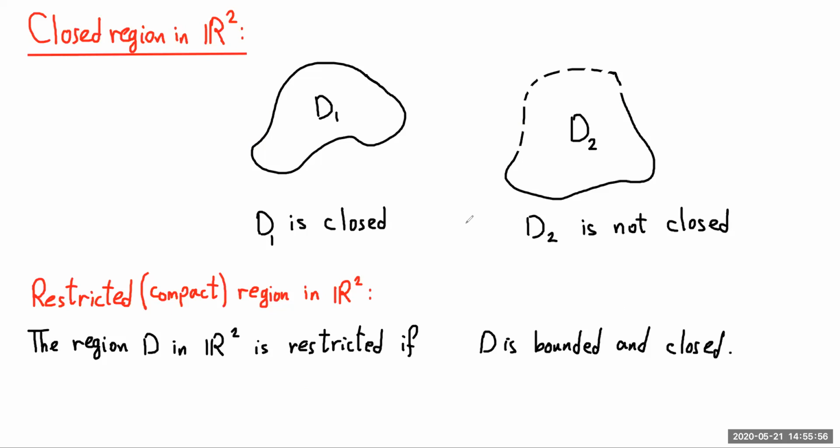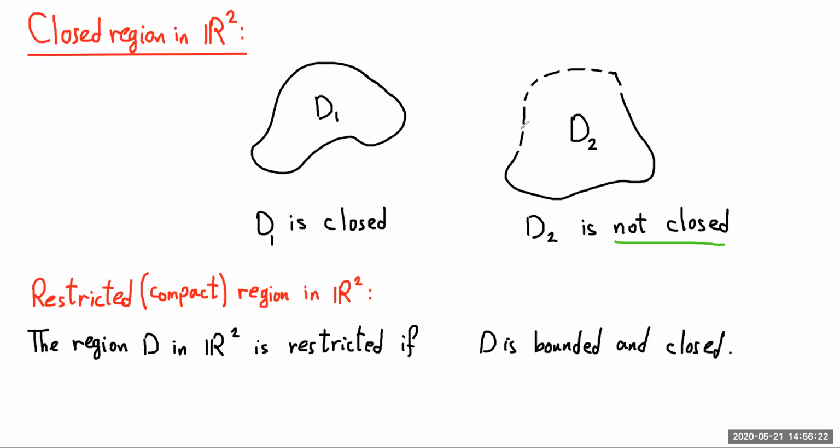Now, what is the meaning of a closed region in the plane R squared? A region in the plane R squared will not be closed if there are some points around this region which are not in the region D2. For example, here I have some boundary points.